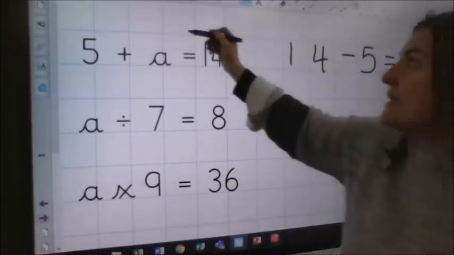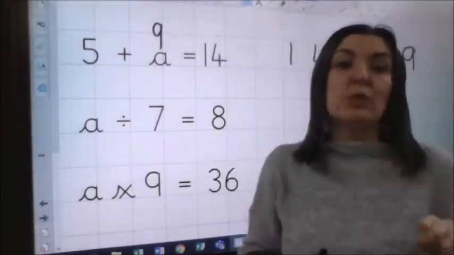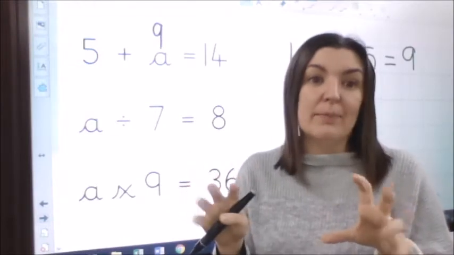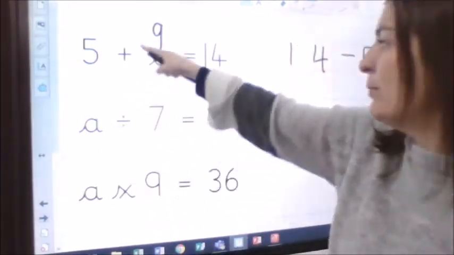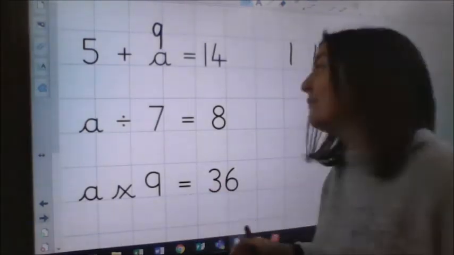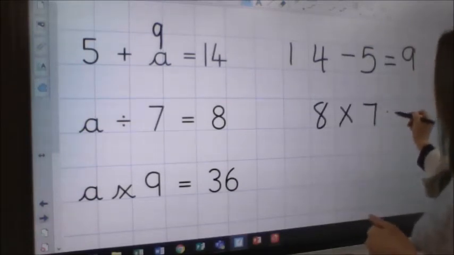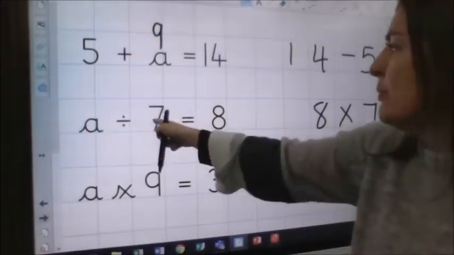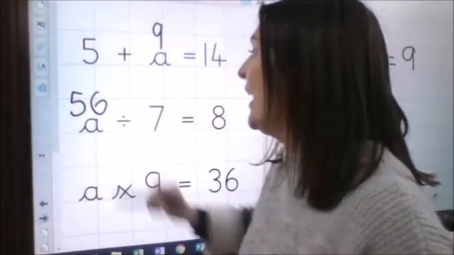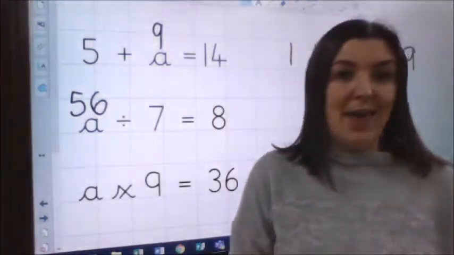Now I could check it, so put 9 there. So 9, 10, 11, 12, 13, 14. So I know I've got it right. So the A just means missing number. So this time you've got missing number divided by 7 equals 8. So again, I'm going to use the inverse. So I'm going to do 8 multiplied by 7. Okay, so 8 multiplied by 7. So 8 sevens are 56. I could check it, use my sevens to see if 56 divided by 7 is 8.